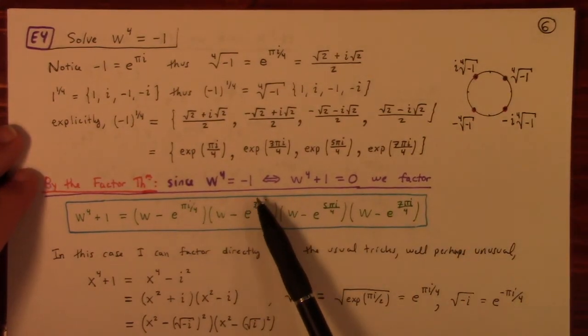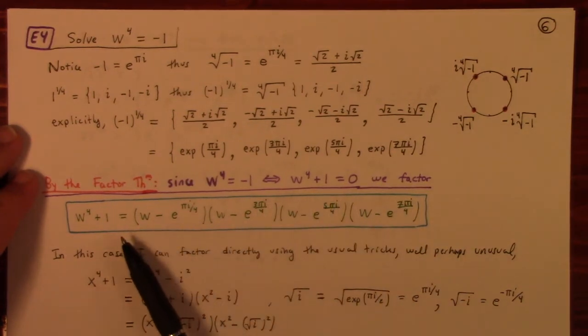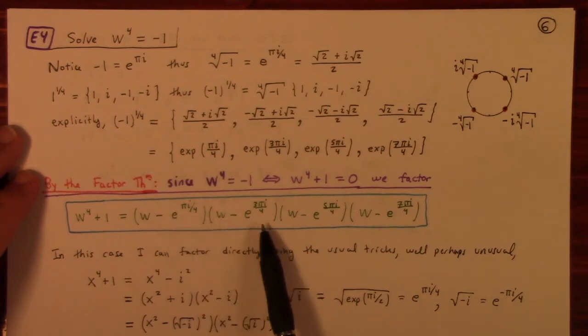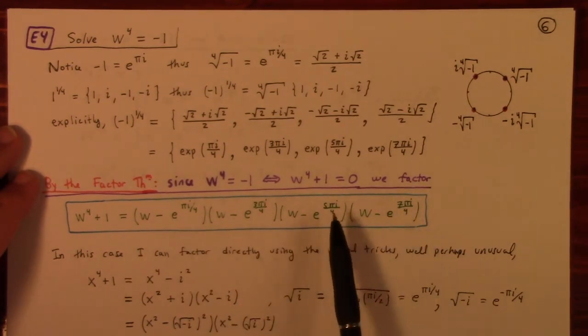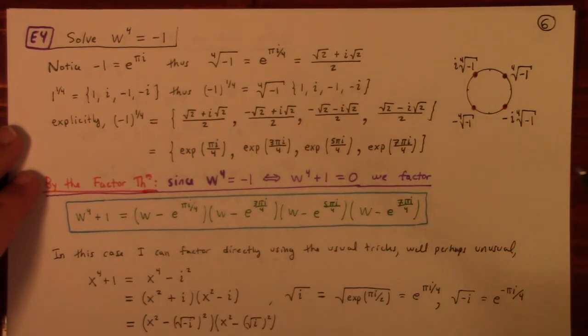And that's kind of neat, because that means you can factor w to the 4th plus 1. It's equal to this times this times this times this, because these are respectively solutions to w to the 4th plus 1 equal to 0. So the factor theorem still makes sense for complex polynomials, and you can do that.